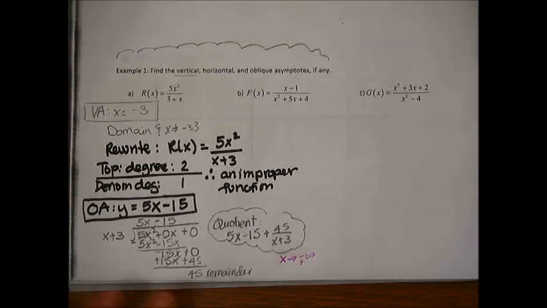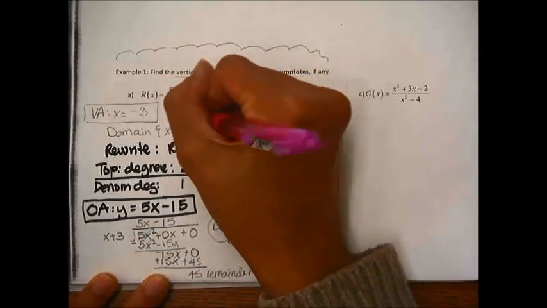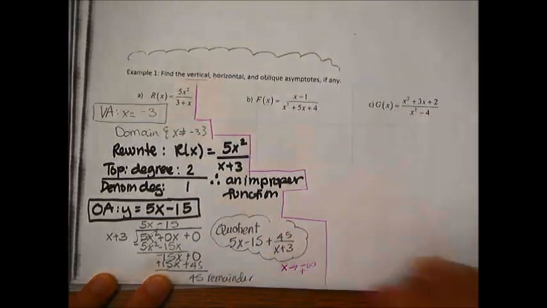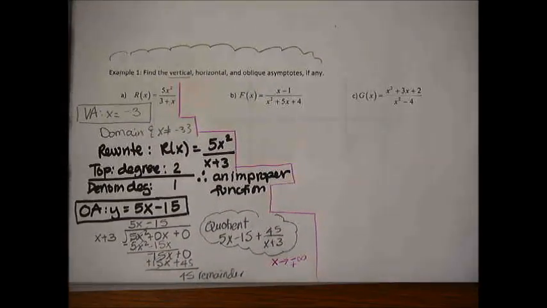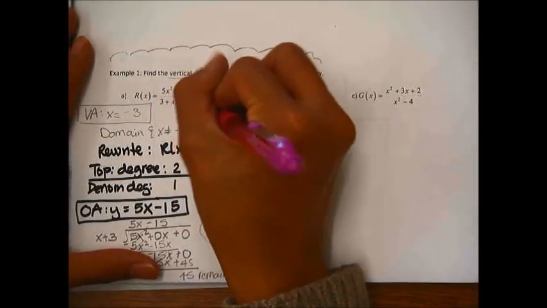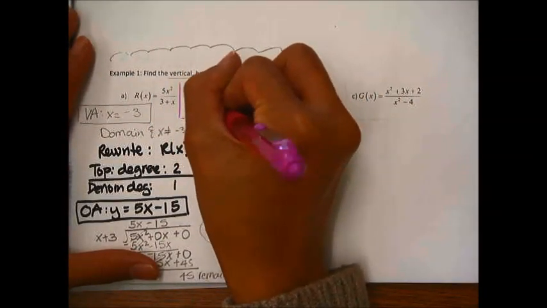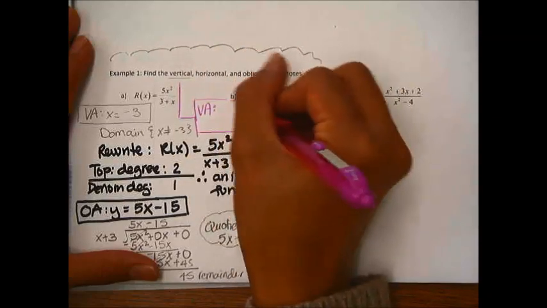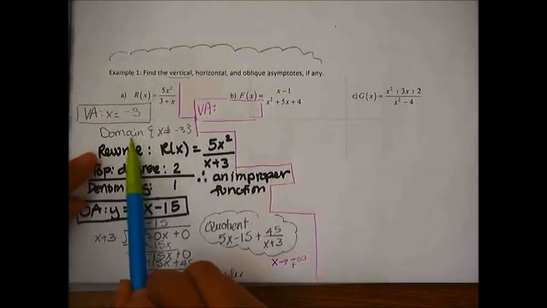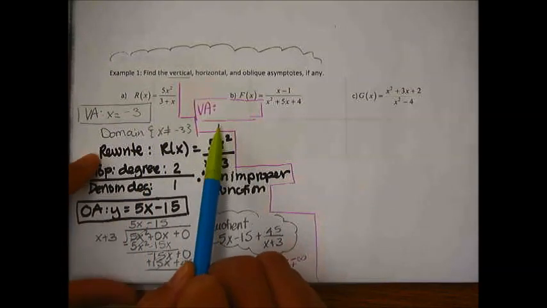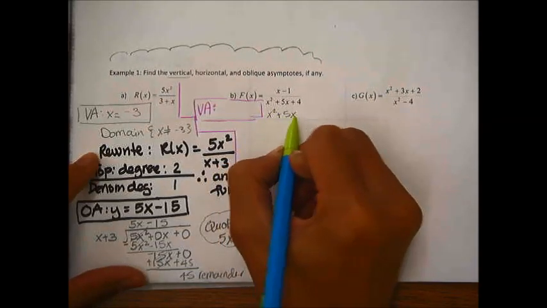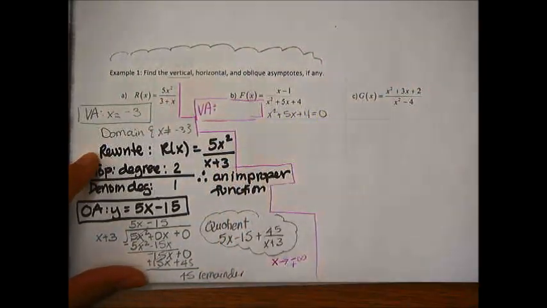Now let me try to make room for example B. Okay, example B. First, we are going to look for the vertical asymptote, so VA, and then box it up. However you find the domain, that's exactly the same way we would find the VA. We are going to take the denominator and set it equal to 0.